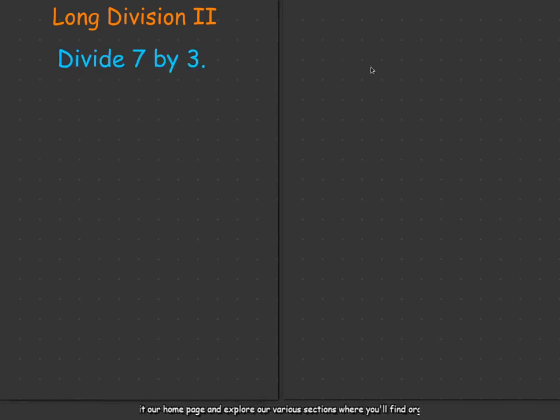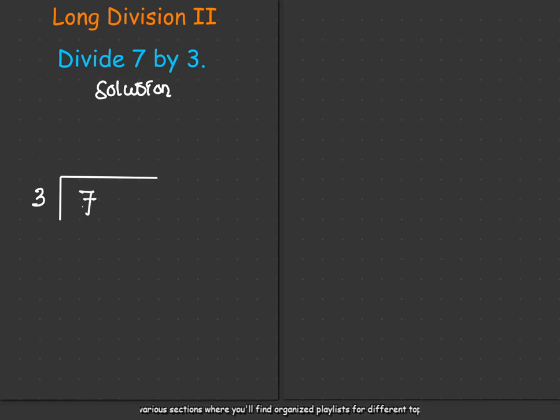So looking at this first question here, it says we have to divide 7 by 3. You have to divide 7 by 3. So let's quickly go into it. We write our solution and then we do our long division sign very nicely over here. With this done, we are going to put our divisor, right? So the divisor comes out, which is the 3, and then the dividend comes inside.